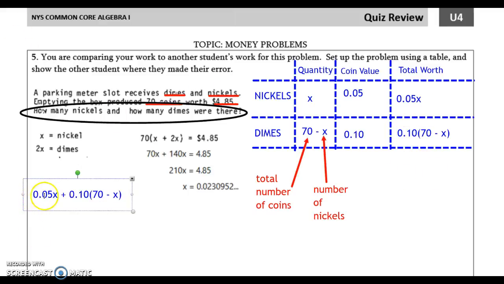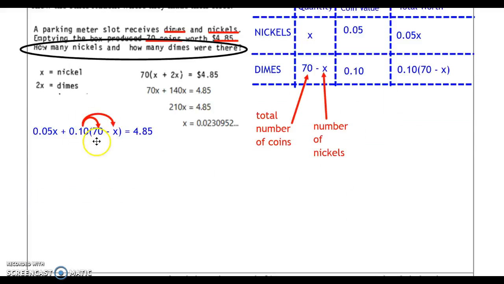So I've written in 5 cents times x, which is the total worth of all the nickels, 10 cents times 70 minus x, which is the total worth of the dimes. In total, when I add up the total worth of the nickels and the total worth of the dimes, I should get the total worth of all of the coins, which we were told is $4.85. Now I'm going to use the distributive property to clean up this side of the equation a little bit. I'm going to distribute 0.10 times 70 and 0.10 times negative x.